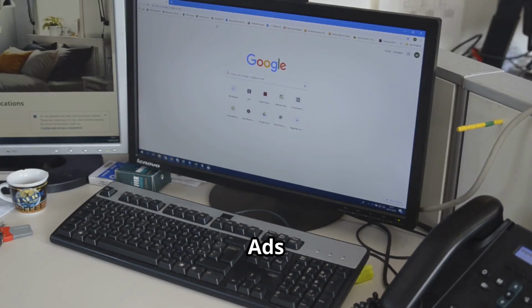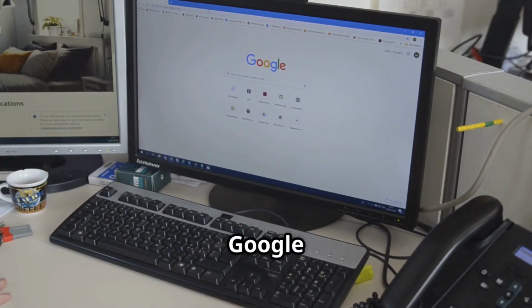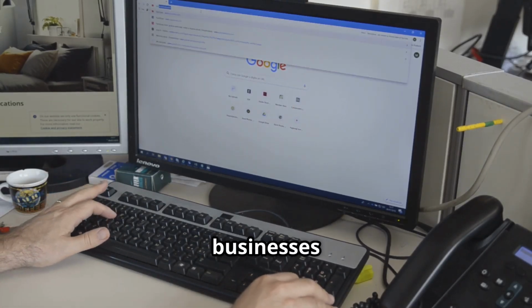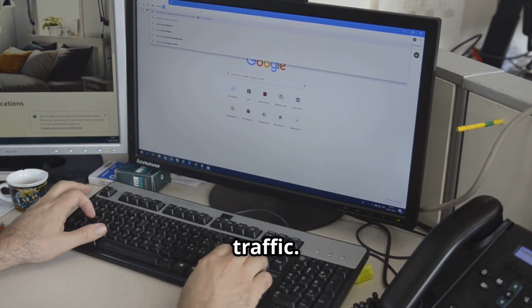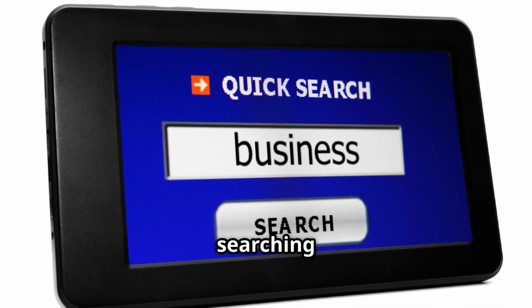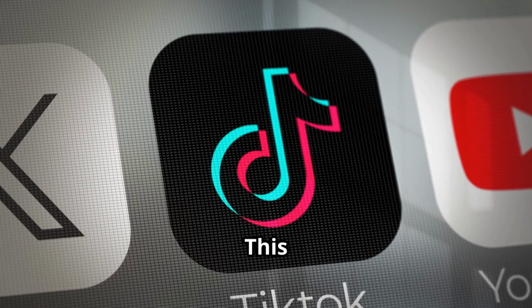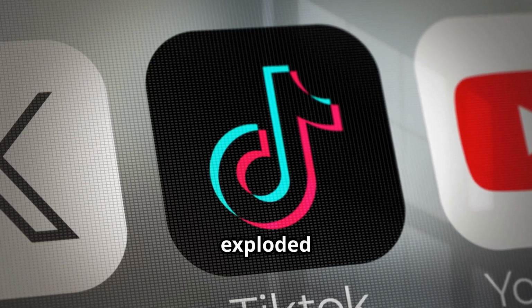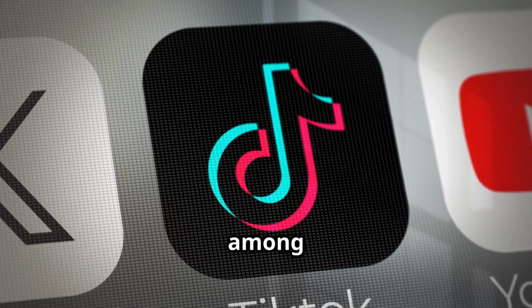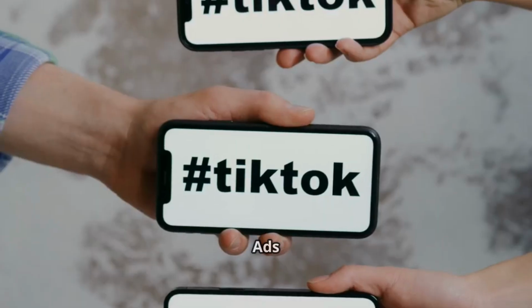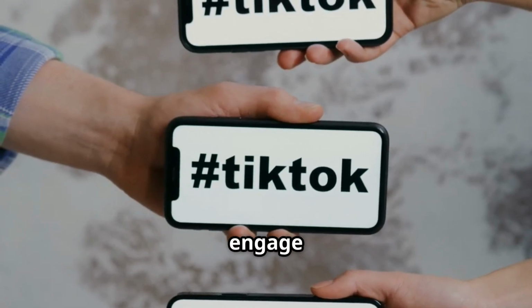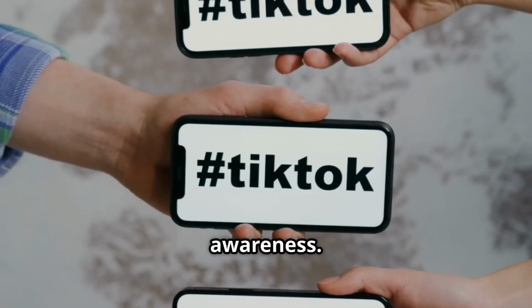Google Ads. Dominating the search engine market, Google Ads is a must-have for businesses looking to capture high-intent traffic. Target users actively searching for products or services like yours. TikTok Ads. This short-form video platform has exploded in popularity, particularly among younger audiences. TikTok ads offer creative formats to engage users and drive brand awareness.